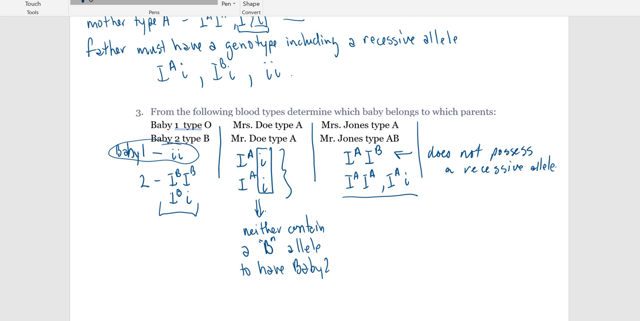Okay, so you don't always need Punnett squares to solve problems, but you can see the only way to work through this is identifying genotypes and then making sure that you are able to logically explain, right? You can't just throw out phenotypes and then just say, you know, baby one belongs to Mr. and Mrs. Doe without being able to justify your answer.